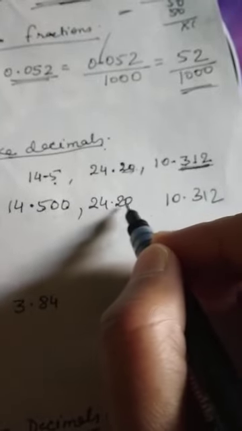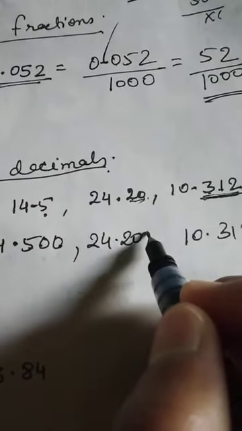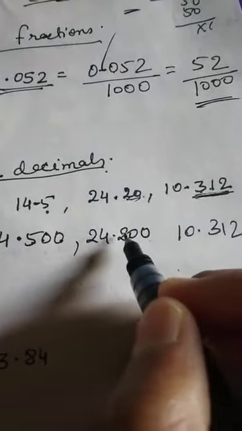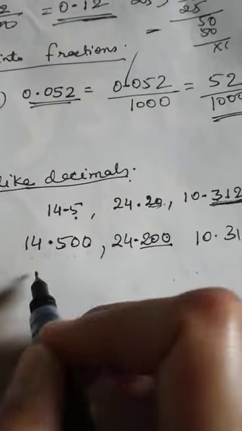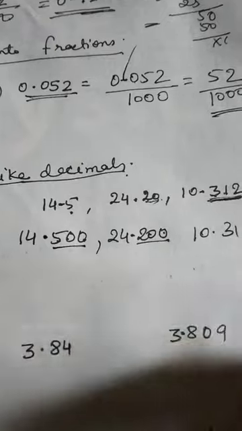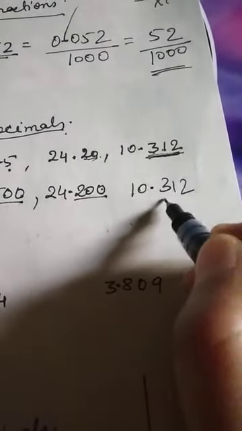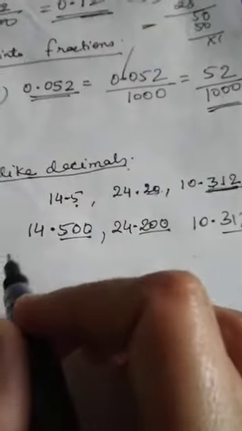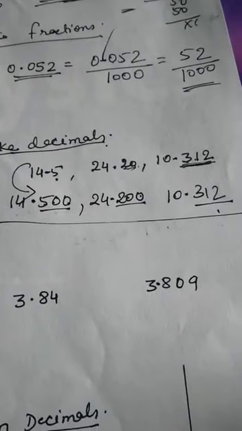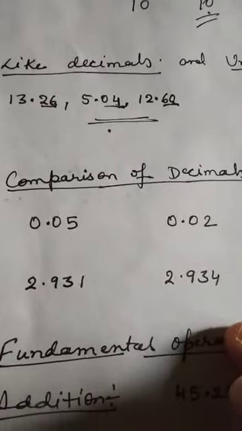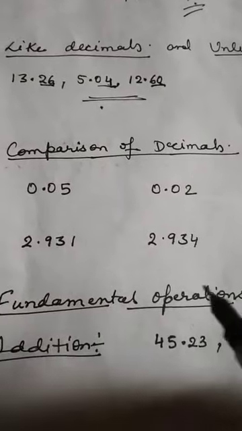24.20 you can put, there are 2 digits, so you can put one more 0 here. Now 1, 2, 3. After the decimal the number of digits is 3, and after the decimal the number of digits is 3. So we have changed unlike decimals into like decimals. Got it? Now how can we compare two decimal numbers?